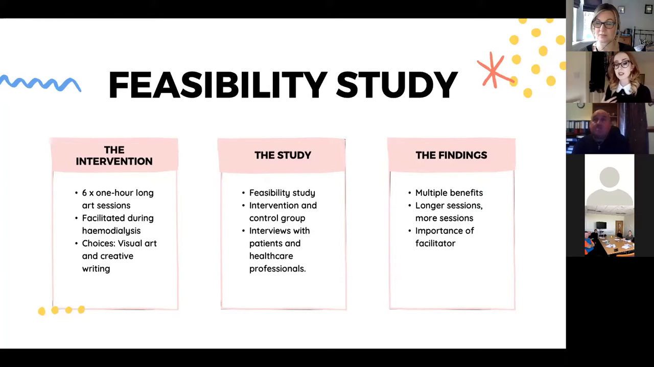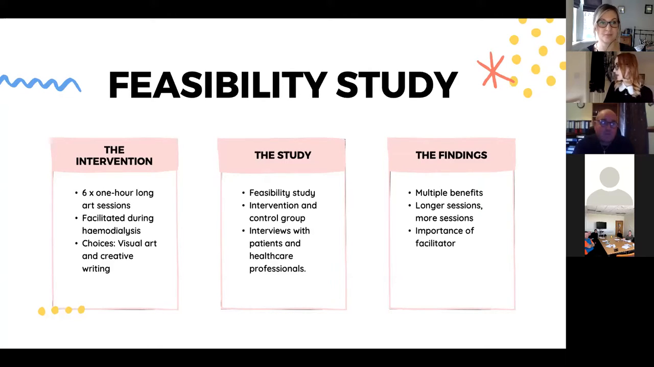Now, the feasibility study involved recruiting patients from Antrim Area Hospital's hemodialysis unit and then randomizing them to either receive the intervention or into a waiting list control group who would receive the intervention once the study was finished. We did collect outcome measures, and we also conducted interviews with patients and with healthcare professionals to get an overview of their experience of the intervention, and also the research procedures, because we wanted to look at the methodology going forward. Now, we found a few findings.